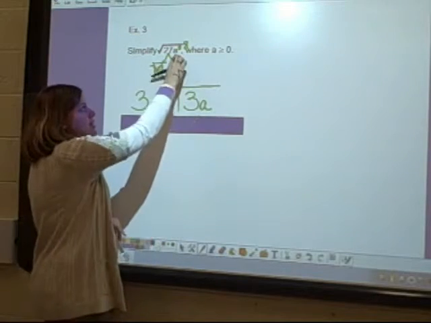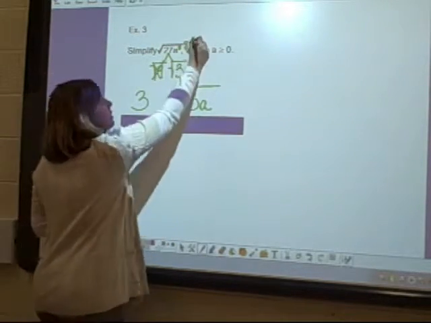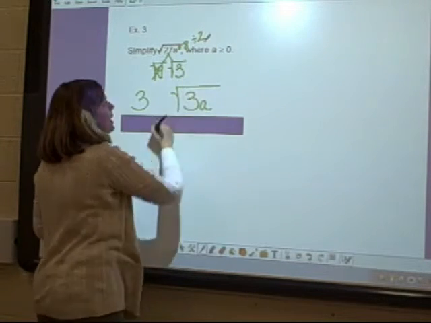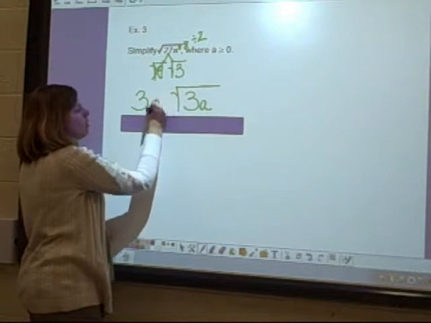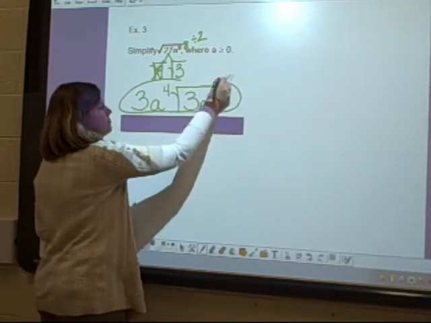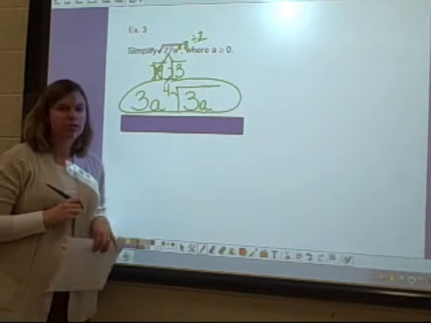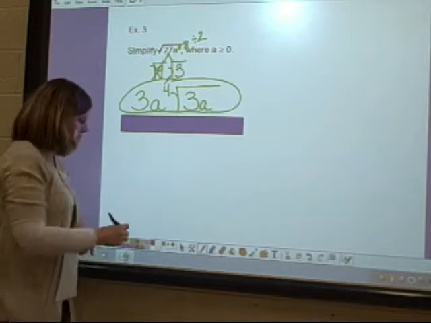Now I can take the square root of a to the 8th because it's an even exponent, and I would cut it in half, and 8 divided by 2 is 4, so a to the 4th would come on the outside. So your answer for this one would be 3a to the 4th times the square root of 3a.